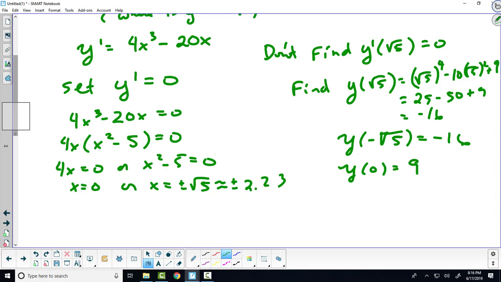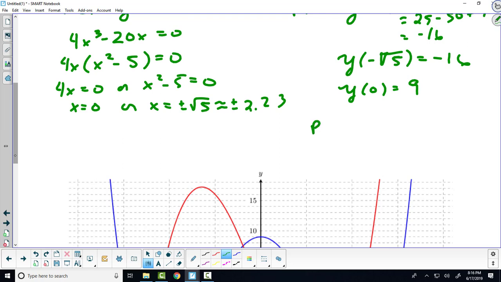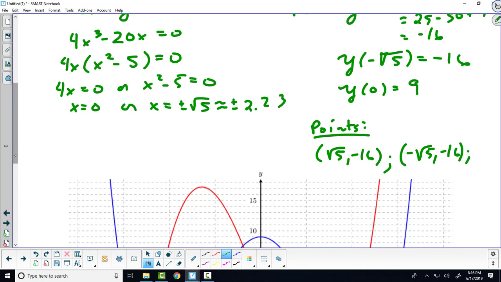Okay. So what are the points where we have horizontal tangent lines? They are the ordered pairs the square root of 5 comma minus 16, minus the square root of 5 comma minus 16, and 0 comma 9. Folks, we did all of this work algebraically, using calculus as a tool. Never once did we actually have to look at the graph of this function. This is extremely powerful.